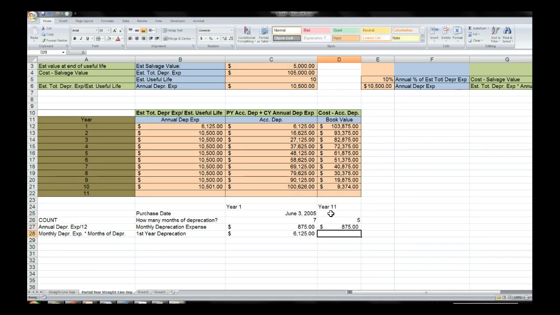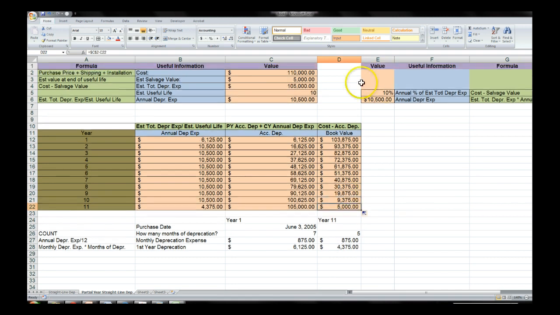We know our annual depreciation expense is $875, and then our first year depreciation is going to be the amount of months times the annual depreciation expense, which gets us $4,375. Accumulated depreciation is prior year plus current year annual depreciation expense. Calculate our book value. Oh my goodness. Okay, and $5,000, right? That's also what our salvage value is. 5,000, 5,000. It looks like we calculated our depreciation correctly.